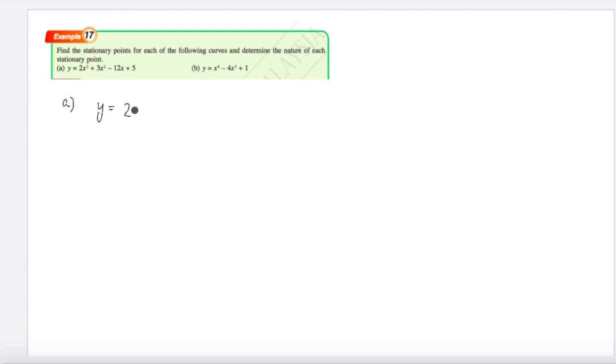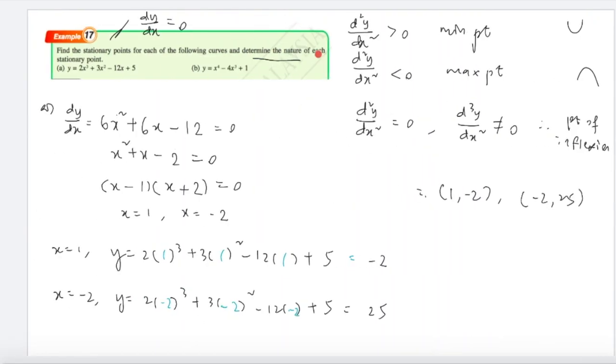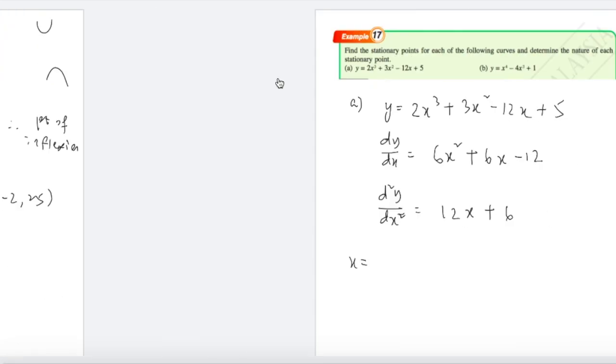y is this one, 2x to the power 3 plus 3x squared minus 12x plus 5. dy/dx is 6x squared plus 6x minus 12. d2y/dx2: differentiate one more time, second derivative, 12x plus 6. Okay, so now you substitute your x. Just now what was your x? 1 and negative 2. So substitute.